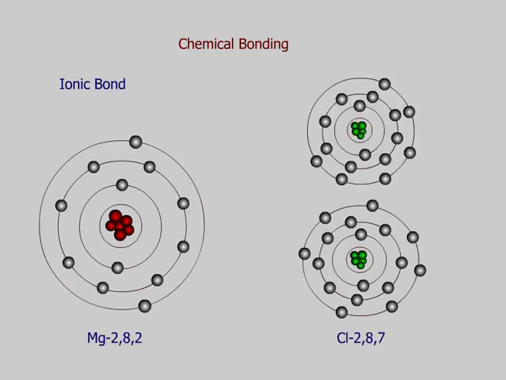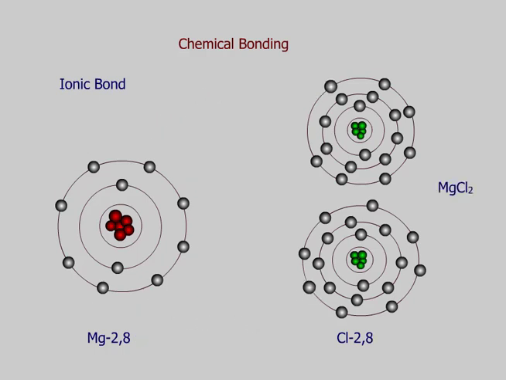Another example is the formation of magnesium chloride. Magnesium has 2 electrons in its valence shell, which it can lose to achieve an octet, while chlorine needs only 1 electron to reach a stable configuration. Magnesium donates 2 electrons to 2 chlorine atoms, forming a magnesium chloride molecule.